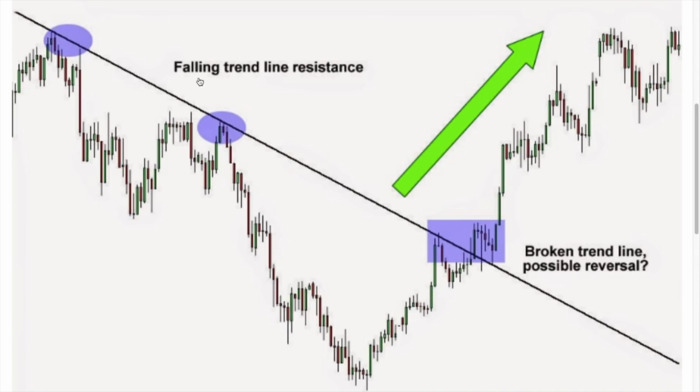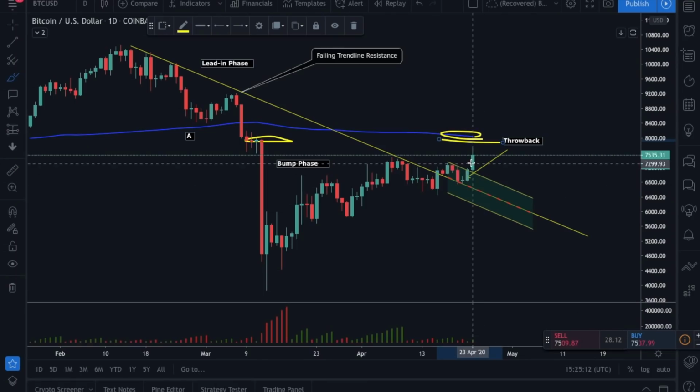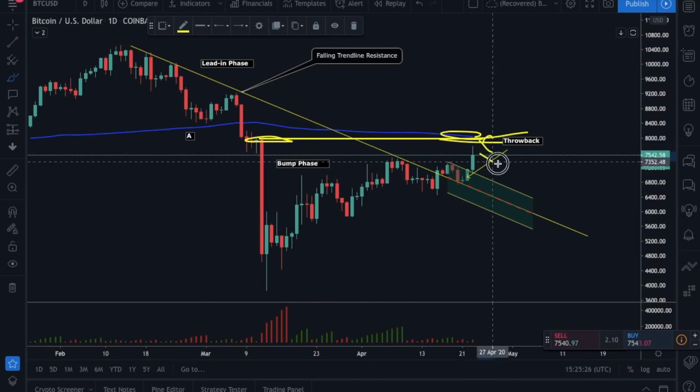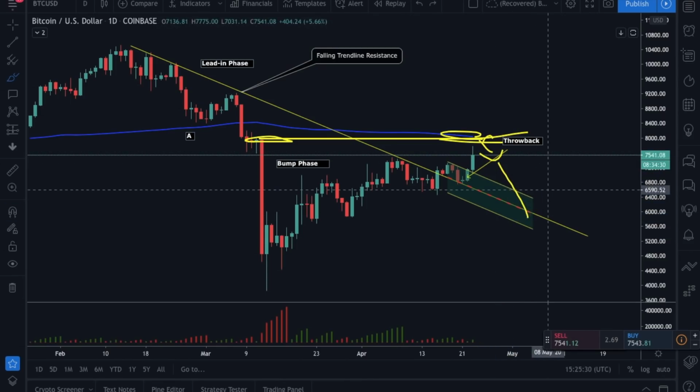And also this scenario, the falling trend line, the price coming back to the trend line area and now continuing in an upper direction, just like here, guys. It came back here, it got thrown back, and now it's showing the upward move. But if it's going to retrace back from here, then we might see a new lower low, I would say.